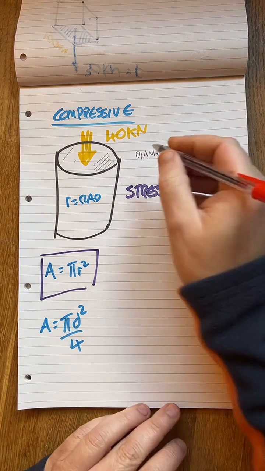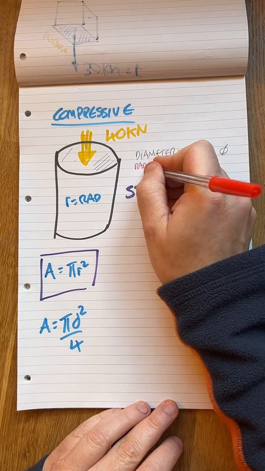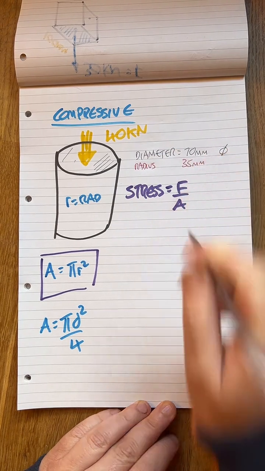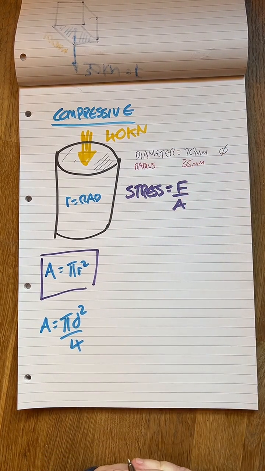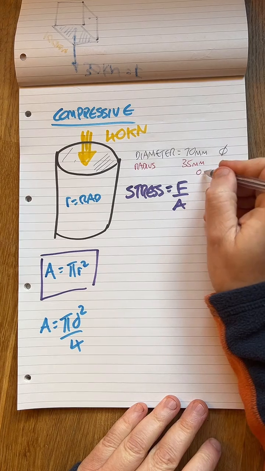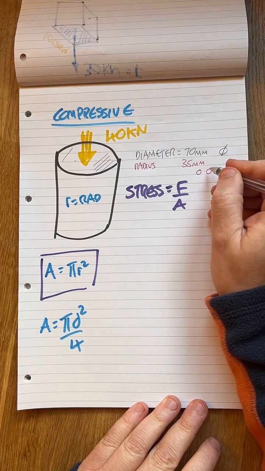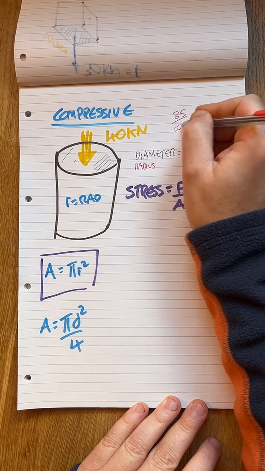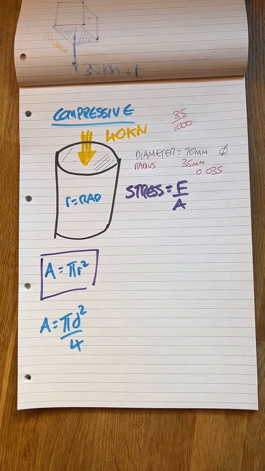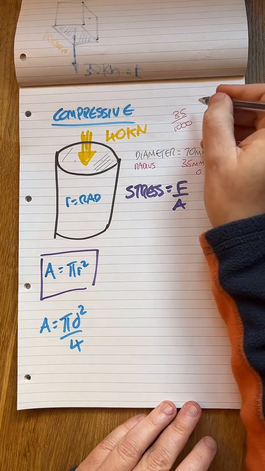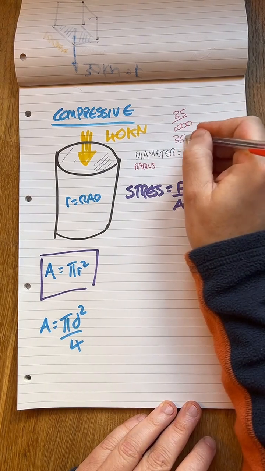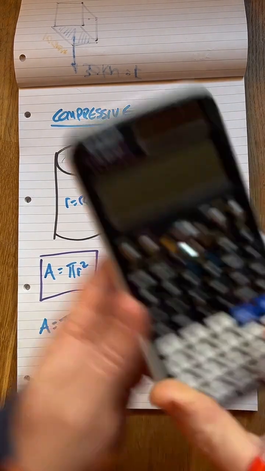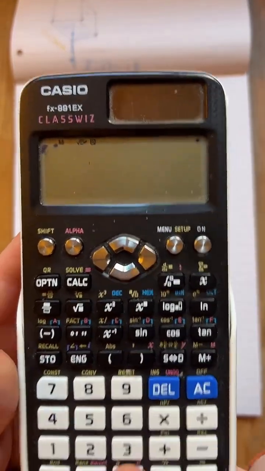So diameter is 70, which means the radius is going to be 35 millimeters. Which in meters is 0.035. It's got to be in meters. 35 divided by 1,000. 1,000 millimeters in the meter. Or on your calculator, you could just do this. 35 times 10 to the minus 3. Milli. Use that button.